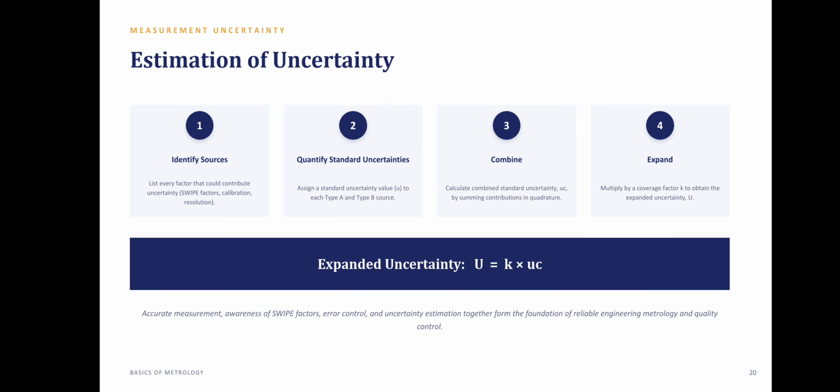Estimation of uncertainty: expanded uncertainty U is equal to k times uc. The steps are identify sources, quantify standard uncertainties, combine and expand. These are the four important steps in estimation of uncertainty. Accurate measurement requires awareness of these factors. We already understood and studied these factors.